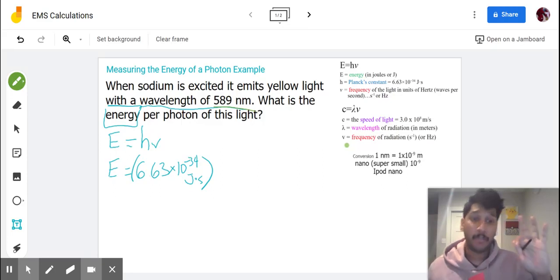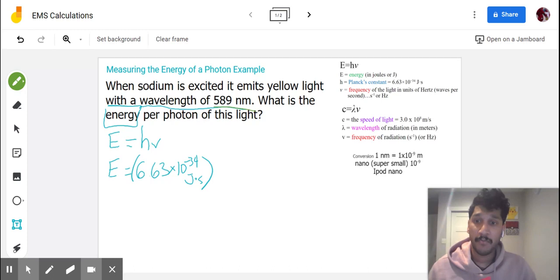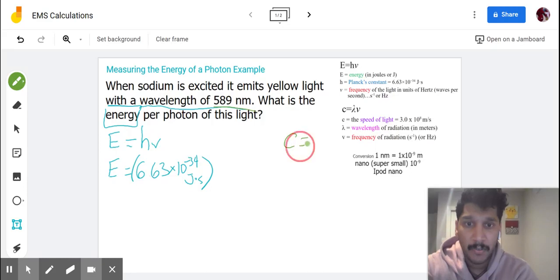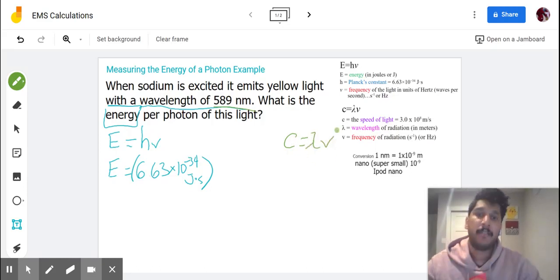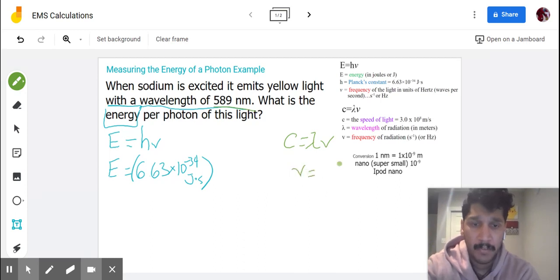So we are given two of the three variables, so we can use that to solve for what v is. Let's write down this equation: c equals lambda times v. Because of space, I'm going to rearrange this equation. We're looking for the frequency, and frequency and wavelength are right next to each other, so to isolate that variable, I can divide both sides by the wavelength. So I get frequency equals c divided by wavelength.